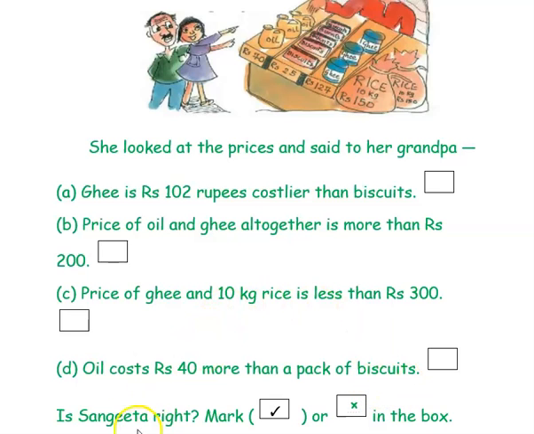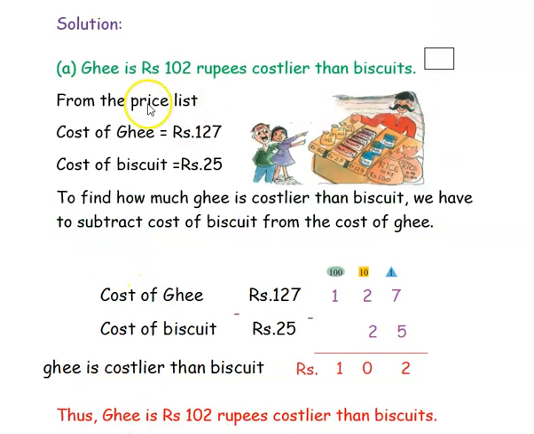Now our question is: is Sangeeta right? Mark tick or wrong in the box. If Sangeeta's answer is correct, then you have to put a tick mark. If Sangeeta's answer is wrong, then you have to put a cross mark in the box. Now let's see the answers one by one.